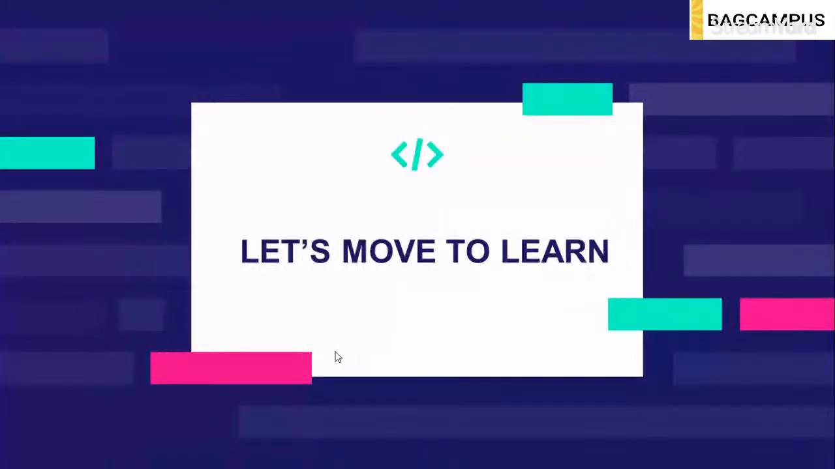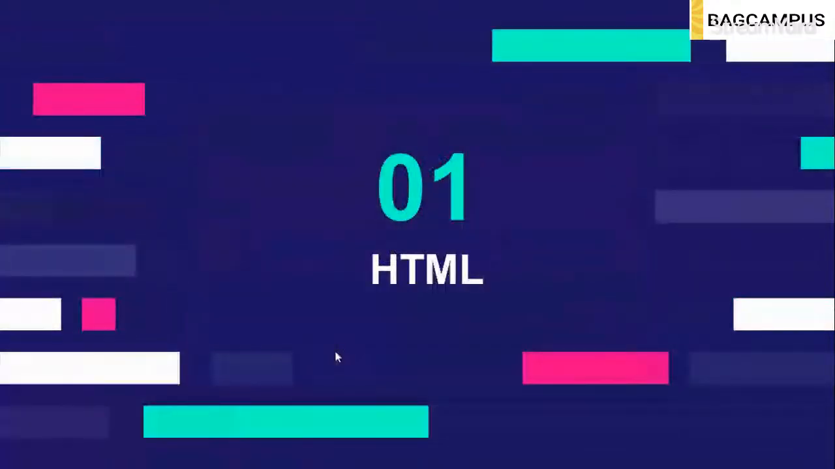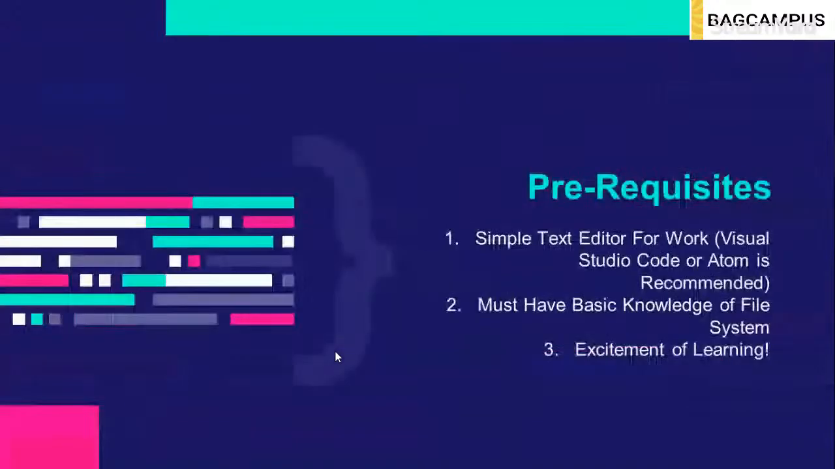So we moved on to learn what HTML is. HTML stands for Hypertext Markup Language, which we discussed yesterday, and we discussed the prerequisites. Hope you have installed Visual Studio Code or Atom because we are going to learn how to create an e-commerce website with the same code editor. You must have a basic knowledge of the file system, meaning where you are handling these files, right? And lastly, excitement for learning, as we have discussed.